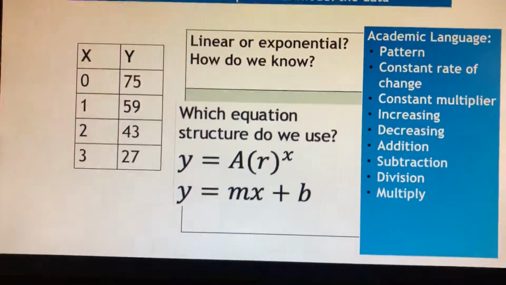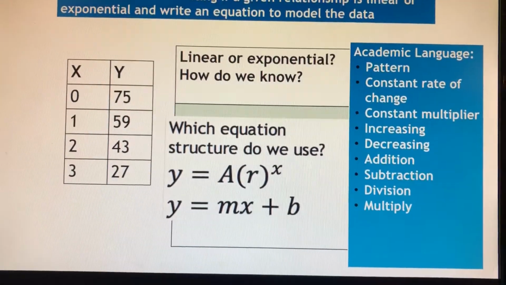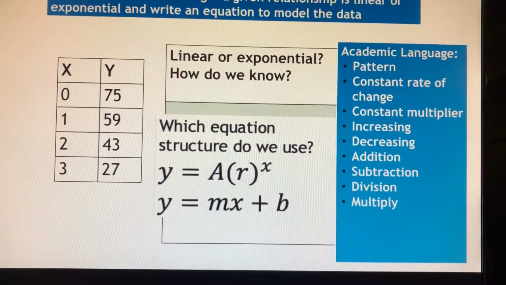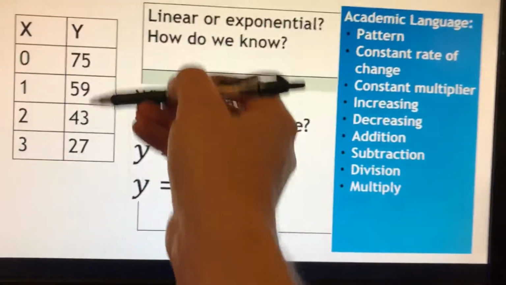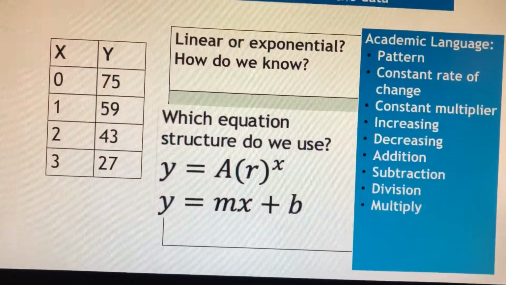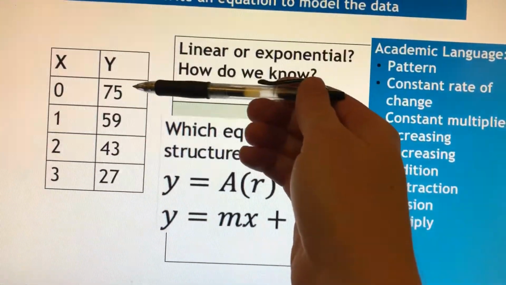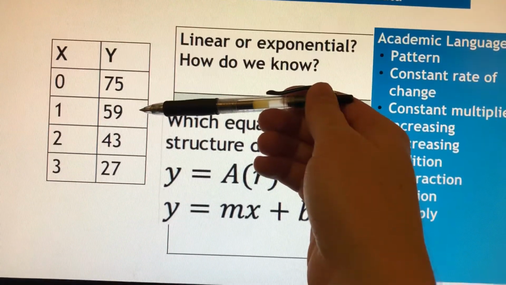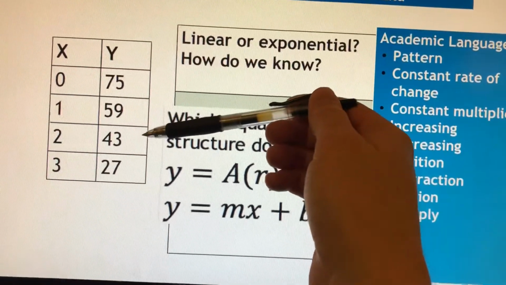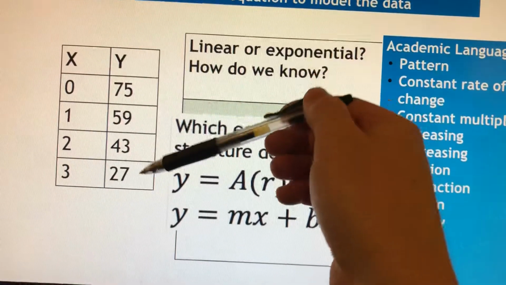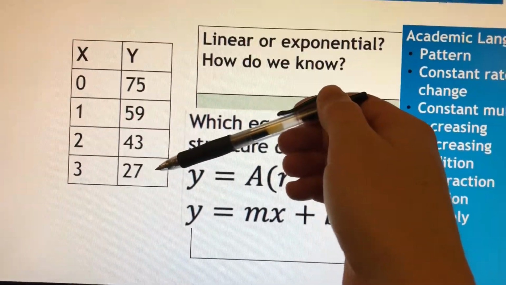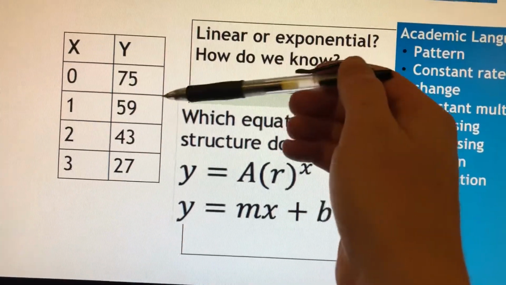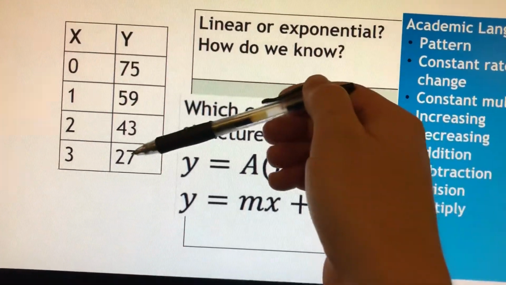Let's look at this one. Is it linear or exponential, and how do we know? Well, let's check the change. It looks like this one is going down by 16, and then down again by 16, then down again by 16. It's a little harder to see, so you might want to check in your calculator to see what we are subtracting every time, but that is minus 16, minus 16, minus 16.